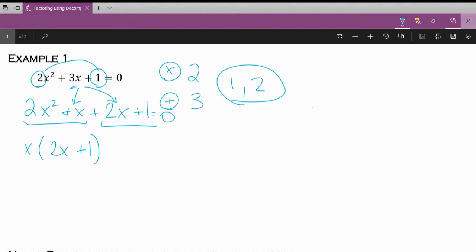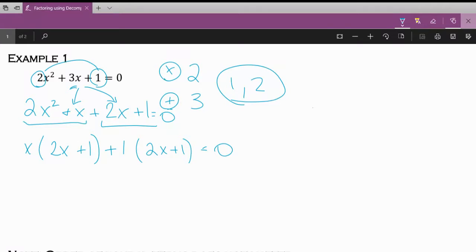Now, the second two terms, we've got 2x plus 1. There's nothing that's common to both except for 1. And to keep the pattern going so that it always works, we're going to factor out a positive 1. If I factor out positive 1, I'm left with 2x plus 1. And this all is still equal to 0.